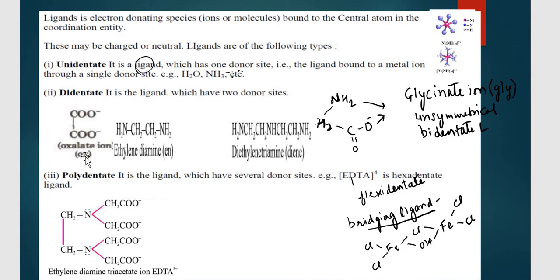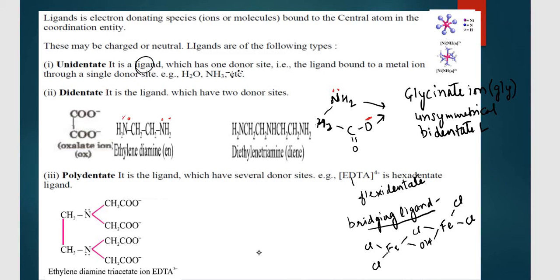It can be bidentate when we have two donor sites. You can see the oxalate ion, which we represent in short form as ox. It has two donating sides, this negative and this negative. Even ethylene diamine has two donating sides, the lone pair of this nitrogen and the lone pair of this nitrogen. So this is also called a symmetrical bidentate ligand because it is symmetrical in nature. Then we can have an unsymmetrical bidentate ligand like this glycinate ion. Can you see it is unsymmetrical because on one side it is donating through the lone pair of nitrogen and on the other side through the negative charge.